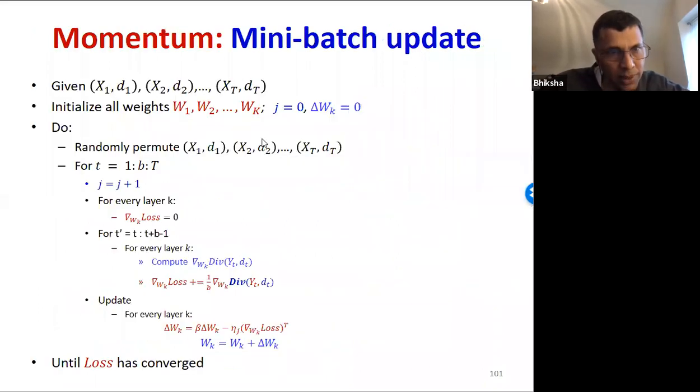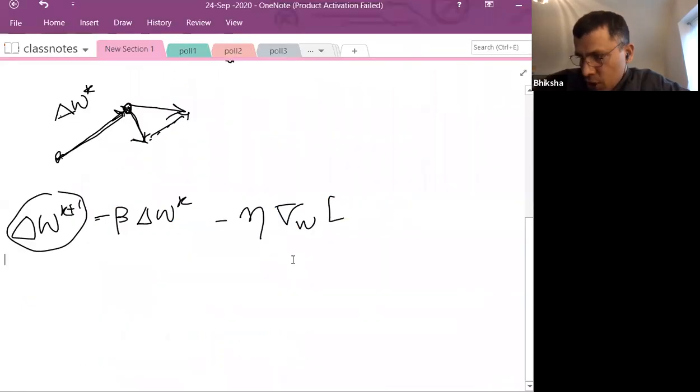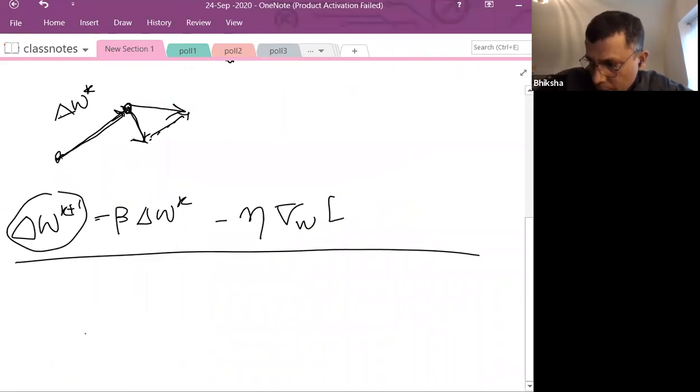Skip the pseudocode. Same thing with Nesterov's method. In Nesterov's method, we did something else. Suppose you had initially made an increment, a delta.